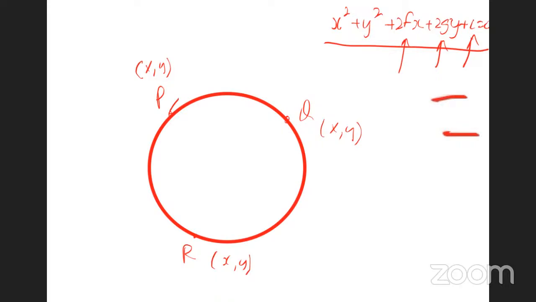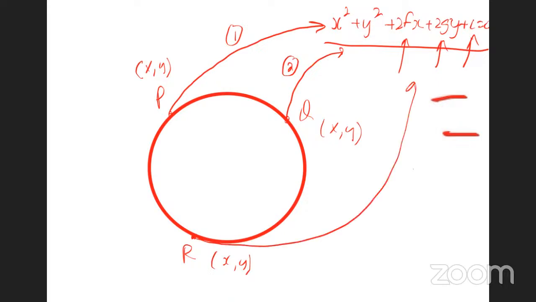So you can take the point P, put it in here. That will give you 1 equation. Take the point Q, put it in here. That will give you a next equation, right? And take the point R, put it in here, and that'll give you a third equation. And then you solve the 3 equations simultaneously to find F, G, and C. That's method 1. Okay? It's plenty. But take a look at method 2.